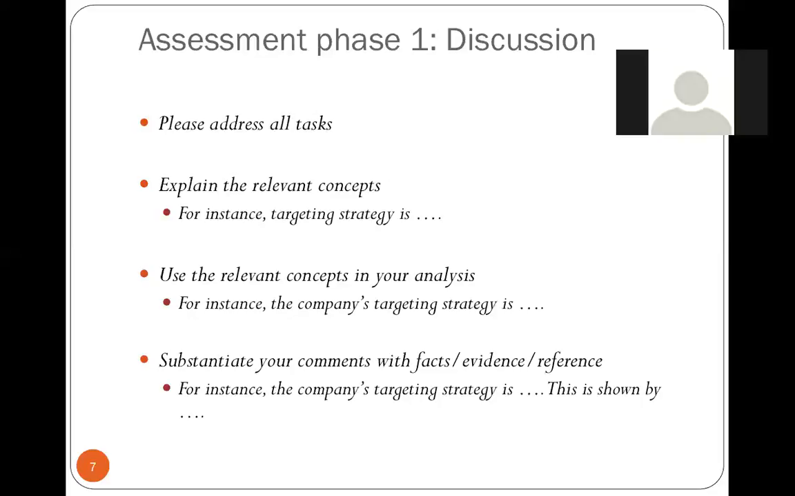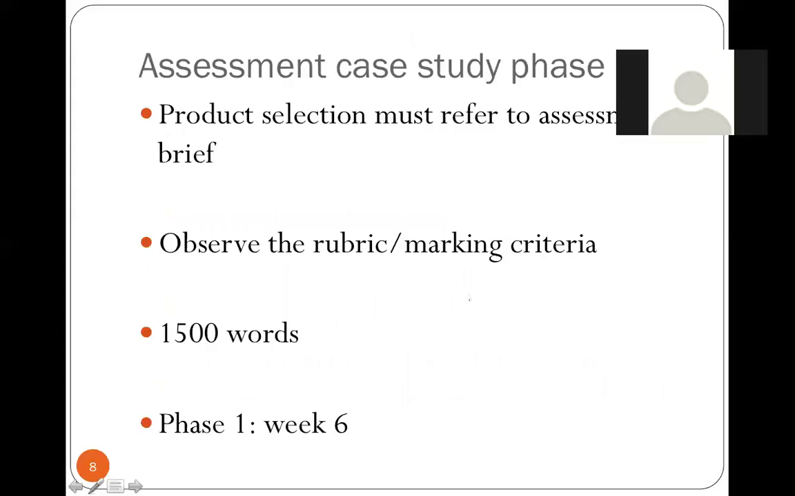The other thing is, please make sure that you use the relevant concepts in your analysis. For instance, targeting: after you outline the definition of what a targeting strategy is, you also explain how a company uses this targeting strategy concept. And after that, you need to substantiate it with facts, evidence, or reference. So for instance, the company's targeting strategy is this, and you explain that this is shown by what in your analysis. This is how you paint the picture, how you paint the evidence to support your argument, okay?